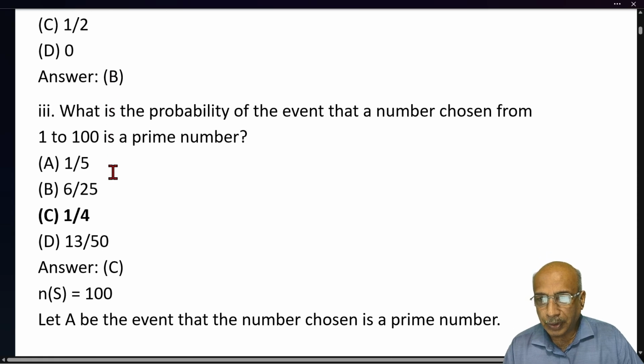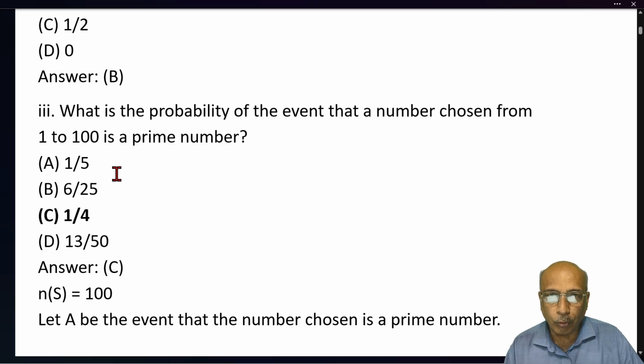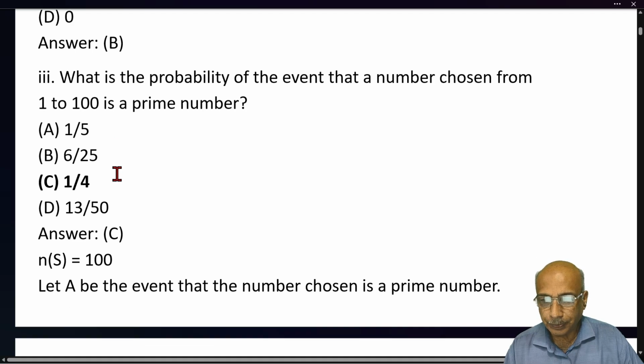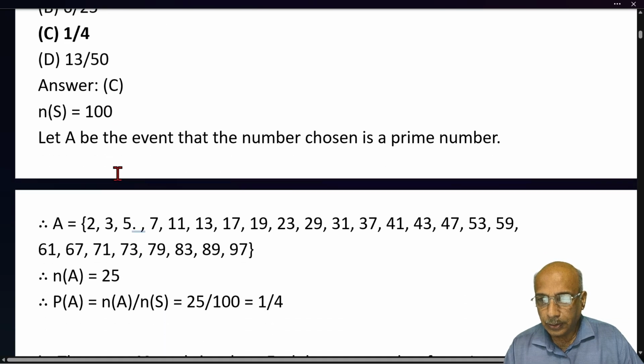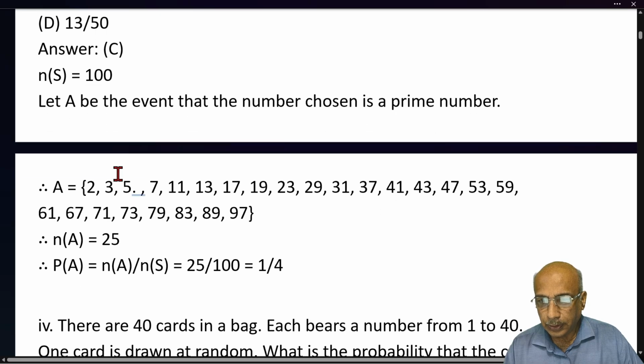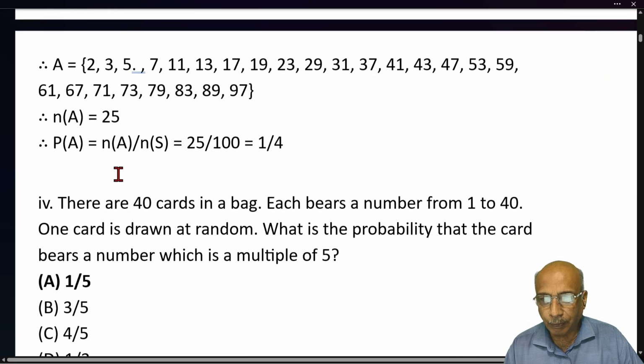What is the probability of the event that a number chosen from 1 to 100 is a prime number? How many numbers are there prime numbers? 25. N of S is 100. So it will be 25 upon 100 is 1 by 4. Option is C. Here explanation is given for your ready reference.